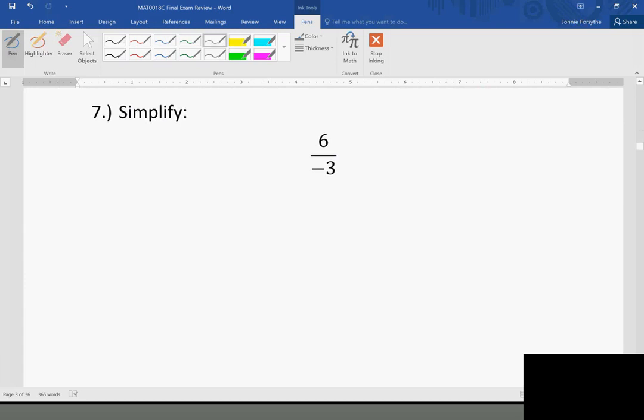Number 7, simplify 6 divided by negative 3. So this says 6 over negative 3. That's the same thing as saying 6 divided by negative 3. So when we multiply or divide by a negative number, we're going to get a negative answer. So 6 divided by 3 equals 2. So since it's 6 divided by negative 3, that's going to equal negative 2.